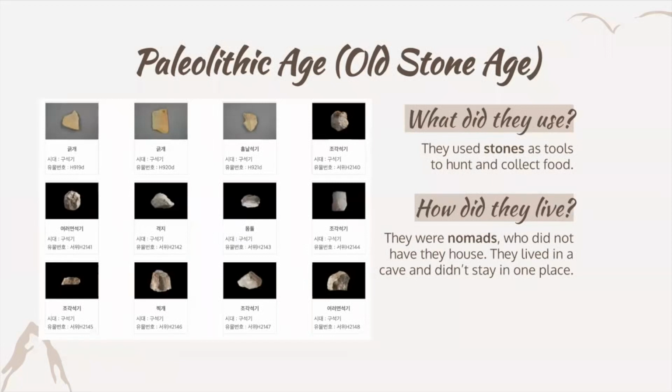People who lived during the Old Stone Age were nomads. Nomads are people who do not have their own houses and move every time. The people of the Old Stone Age lived in a cave or other places and did not stay in one place. When they hunted and collected food so much that they didn't have any food left at that place, they moved to another place to do that again.